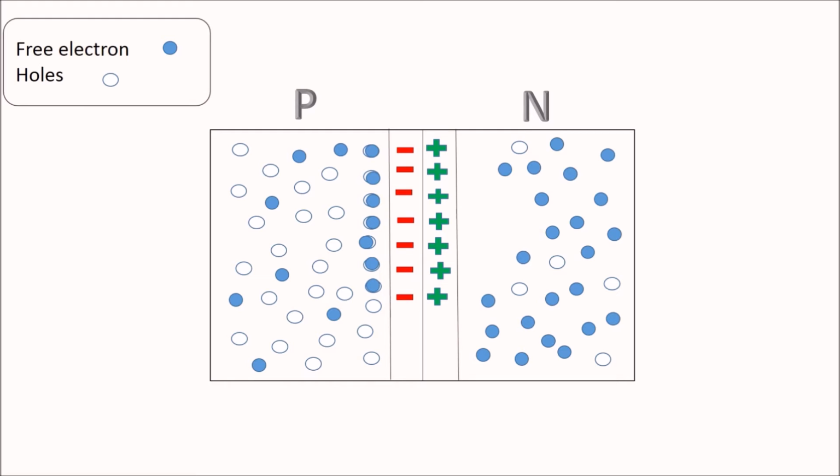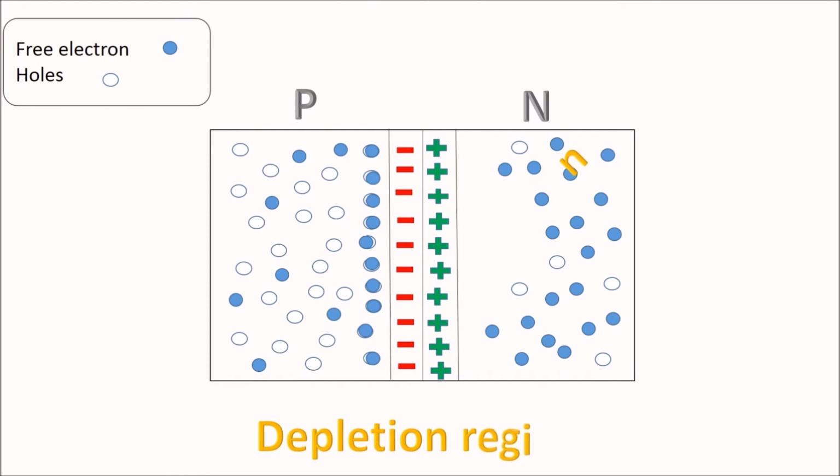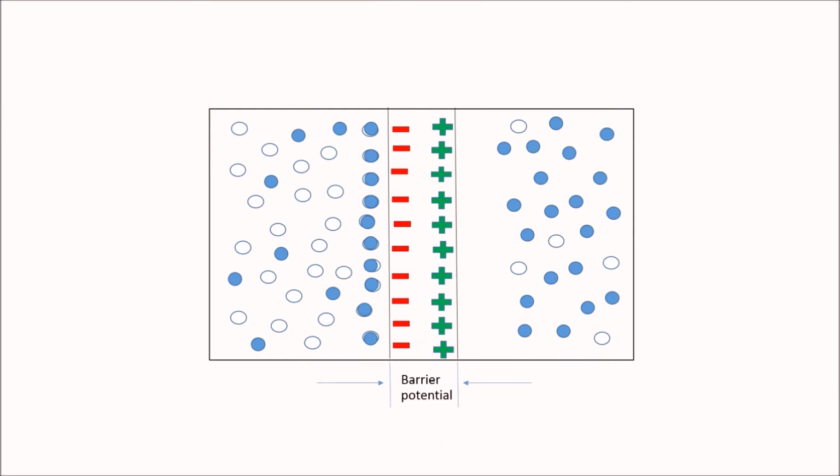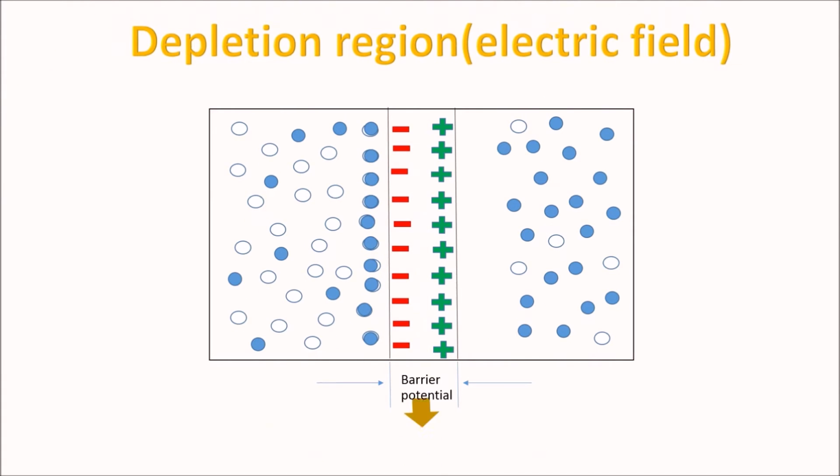As the electrons move across the junction, the P region loses holes as the electrons and holes combine, creating a layer of negative charge, forming the depletion region. In the depletion region, there are many positive charges and many negative charges on opposite sides of the P-N junction. The forces between the opposite charges form an electric field.